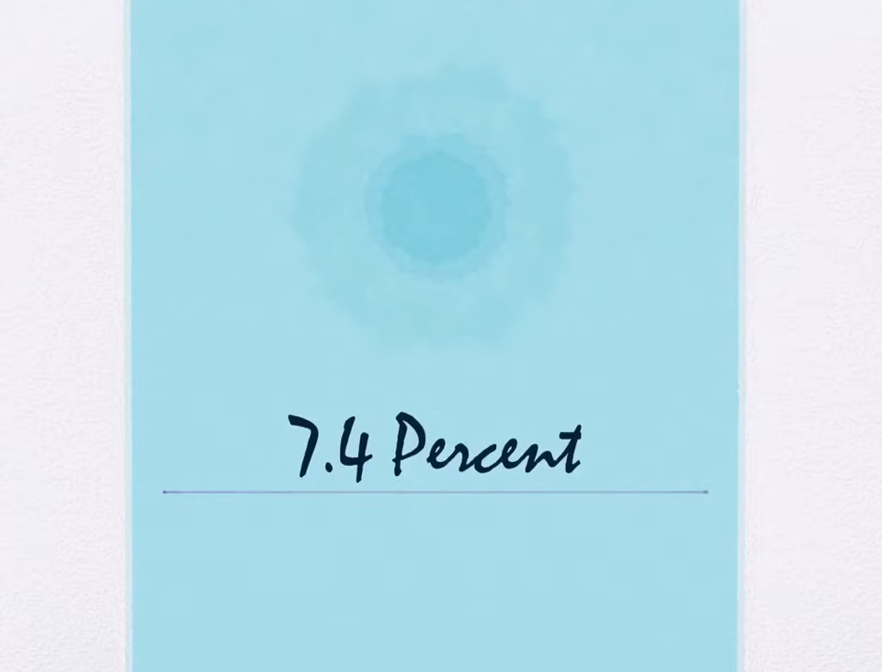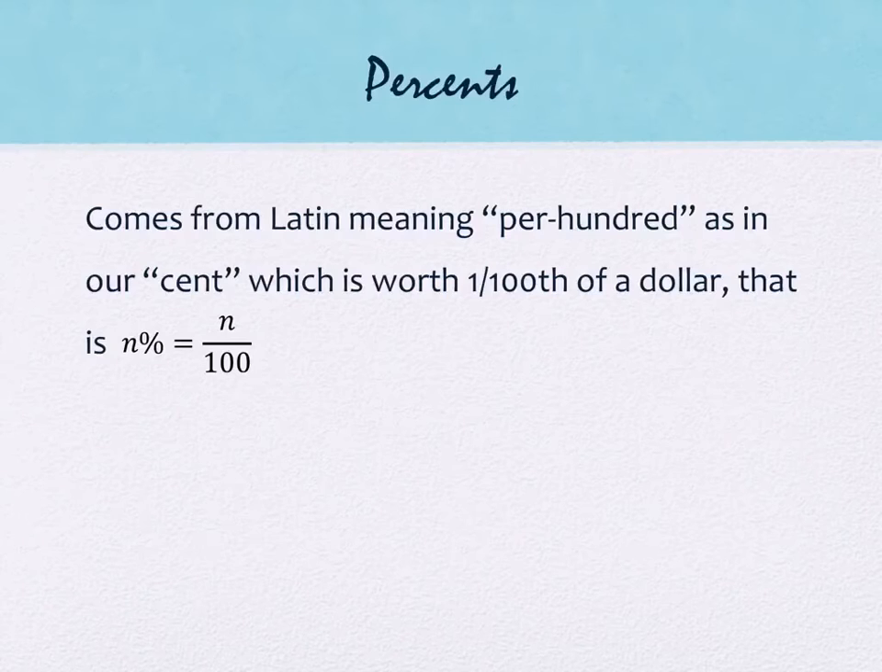All right, today we're going to take a look at section 7.4. We're looking at percents. The word percent actually comes from the Latin word meaning per hundred, as in our cent, which is worth 1/100th of a dollar. So N percent equals N over 100.